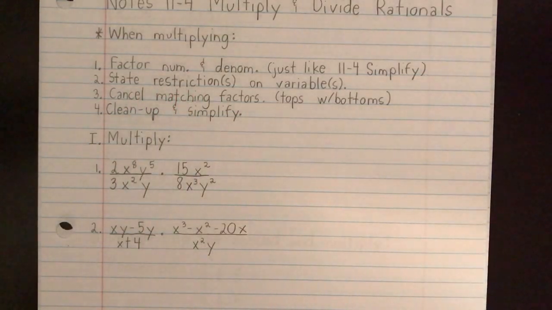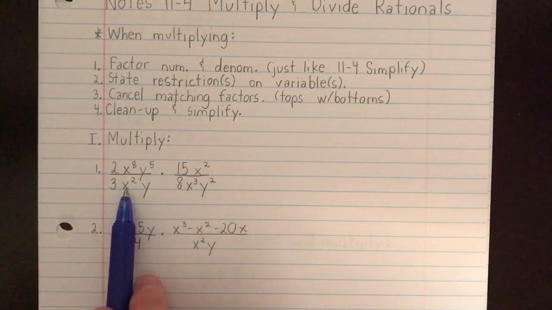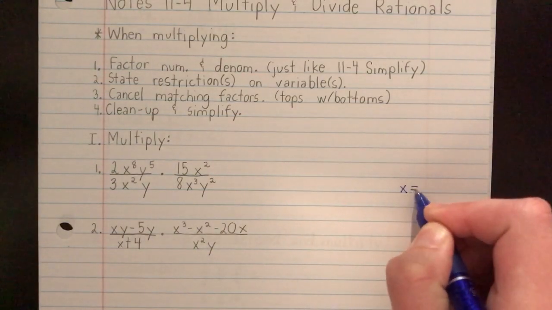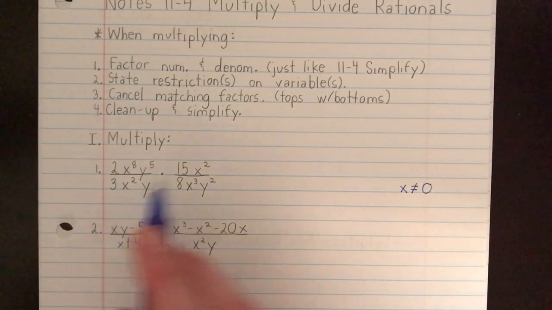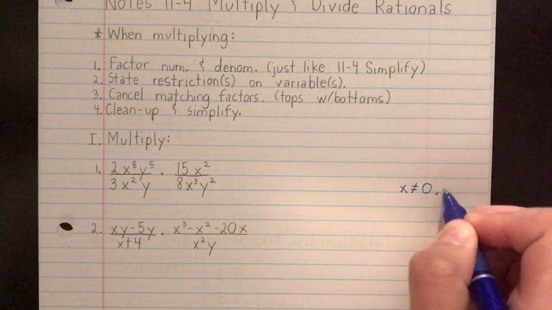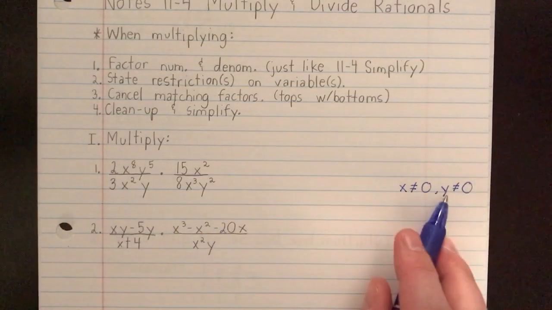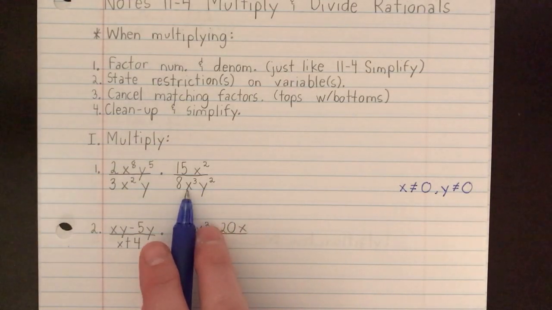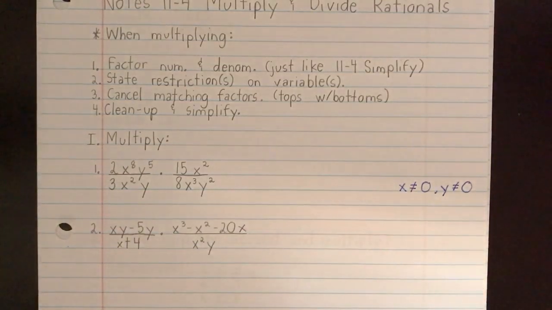So remember, our rules are we cannot have 0 in the denominator of any fraction. So what would make this denominator equal to 0? Well, if x were equal to 0, that would make the denominator 0. Also, y being 0 would make the denominator 0. So in this case, both x and y cannot equal 0. Similar here, it's actually the exact same. X cannot equal 0, y cannot equal 0. We've already got it. No reason to write it twice.